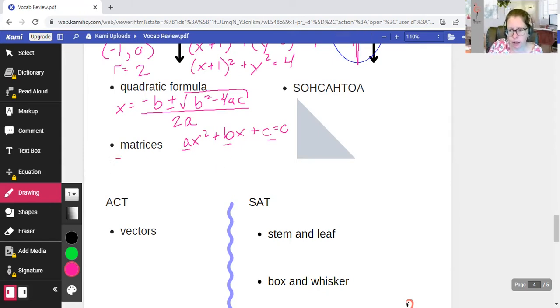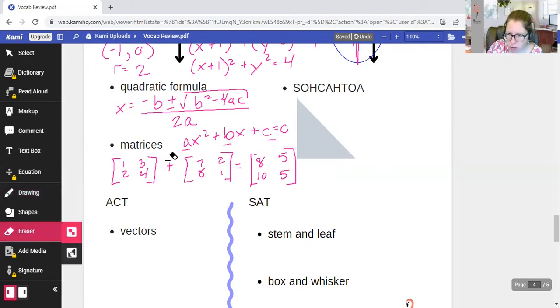Matrices are the idea of your data being in a little box like this. All right. And the trick here is, so if it's adding or subtracting, it's all about location. So you just say, okay, 1 plus 7 is 8, 2 plus 8 is 10, 3 plus 2 is 5, and 4 plus 1 is 5, and that's your answer. That's it. All right. Things get messier if they ask you to multiply. So I'm going to change this up.